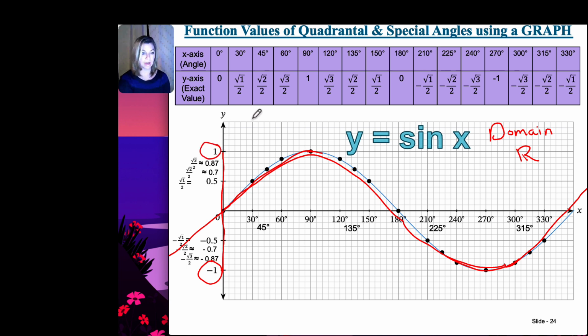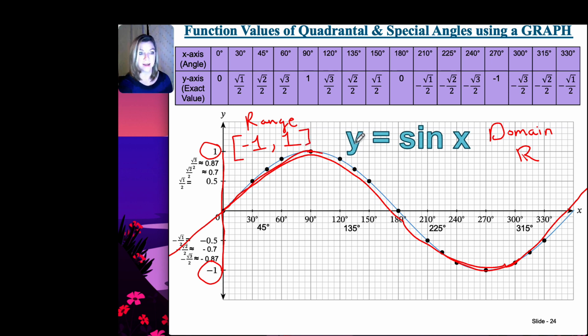So let's just write it in interval notation. The range would be starting the interval at -1, ending the interval at +1, and it includes these values, so we use brackets.